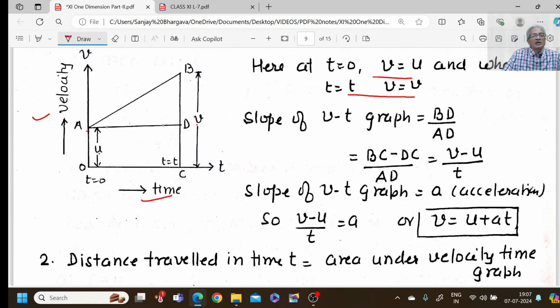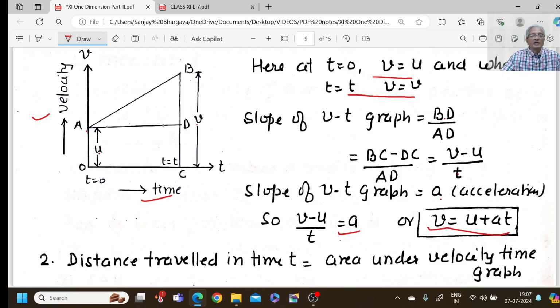What is the slope of this graph? It would be BD upon AD, that is BC minus DC upon t, that is v minus u upon t. So the slope of the v-t graph is acceleration. So I can put v minus u upon t as a. Rearranging, I get the first equation, v is equal to u plus at.